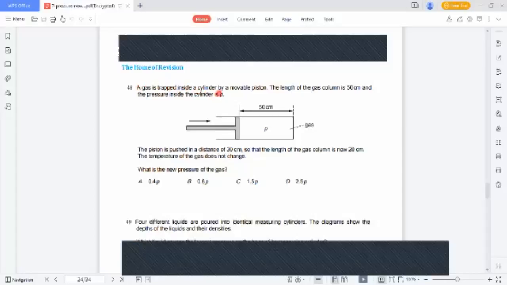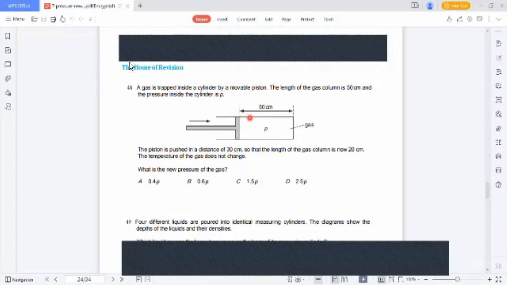Gas is trapped inside the cylinder by a movable piston. This piston is movable. It can go inside and outside. The length of the gas column is 50 centimeter and the pressure inside is P. The piston is pushed in a distance of 30 centimeter.